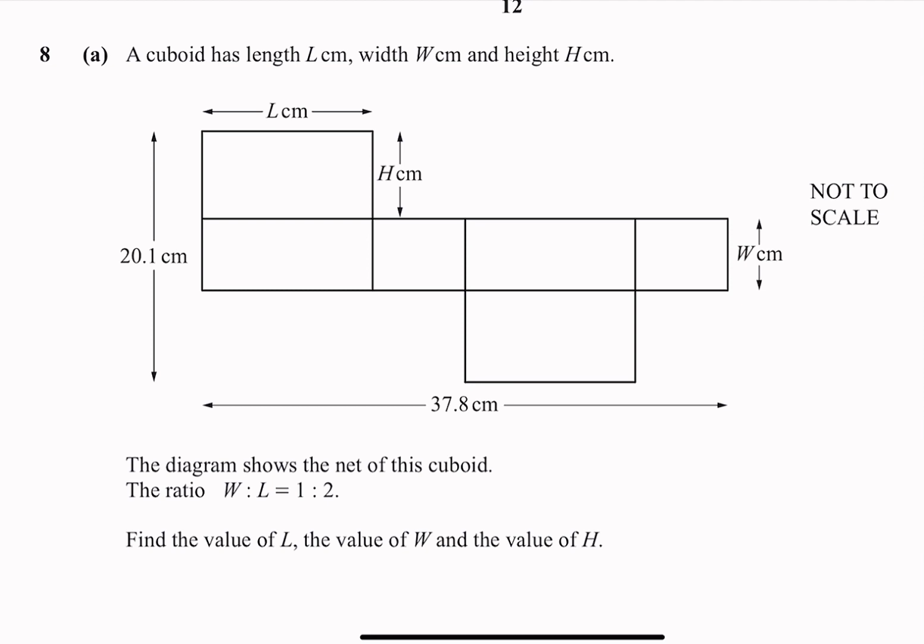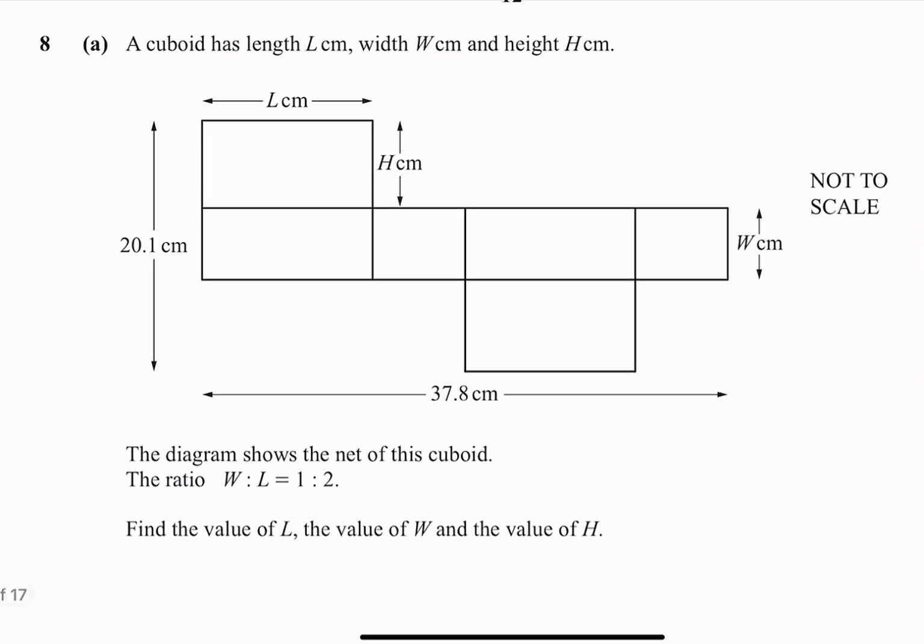Question 8. A cuboid has length L centimeter, width W centimeter, and height H centimeter. The diagram shows the net of this cuboid. The ratio W to L is equal to 1 to 2. Find the value of L, the value of W, the value of H.